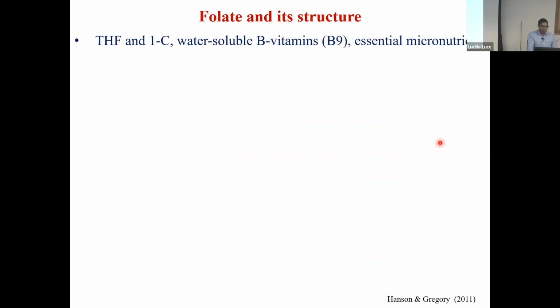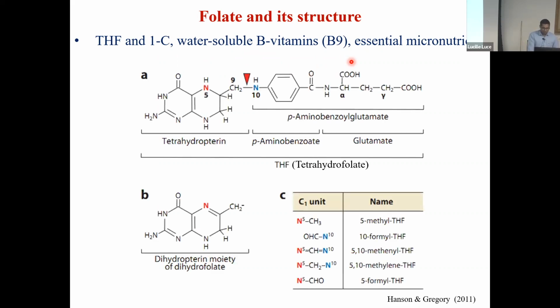Coming to the structure of folate. Tetrahydrofolate and its C1 derivatives are also known as folate. They are the water-soluble form of vitamin B9, and they are an essential micronutrient for human health, because humans and animals cannot synthesize them. They must obtain them from the diet. So this is the structure of folate.